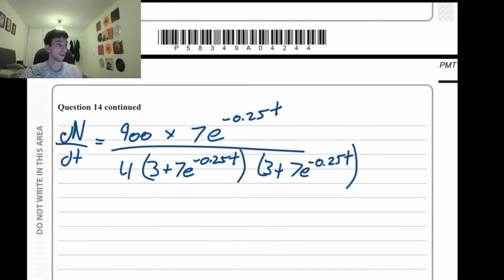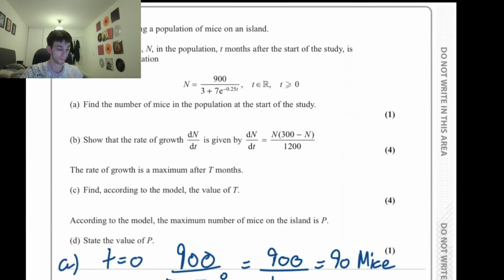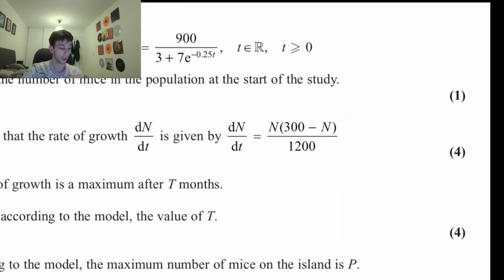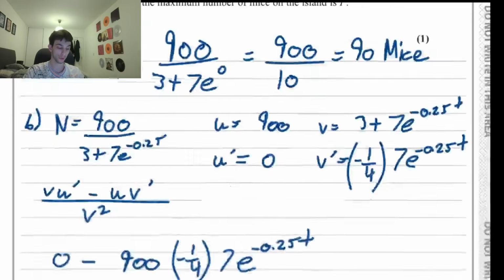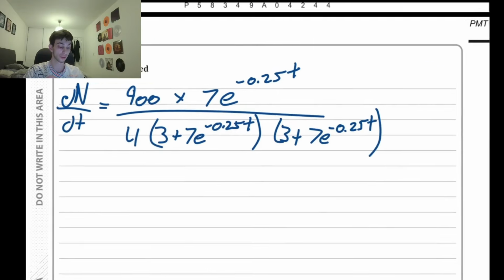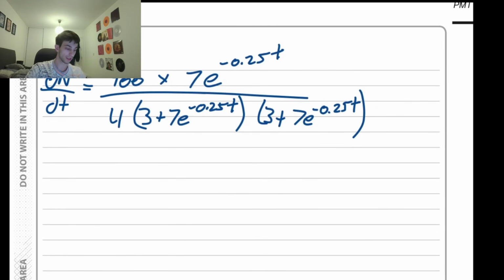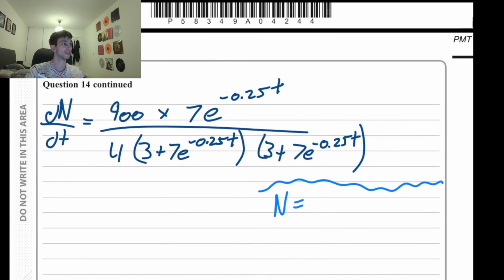But here's the problem. This would be 2 marks. In the show-that question, we have to show that it equals n(300 − n)/1200. Currently, we only have everything in terms of t. So let's remind ourselves, we're going to write a little box on the side here, reminding ourselves of substitutions that we could potentially make to put n into this dn/dt equation.